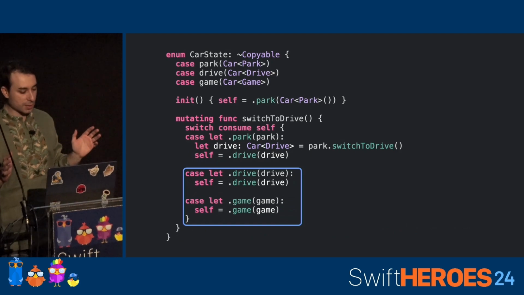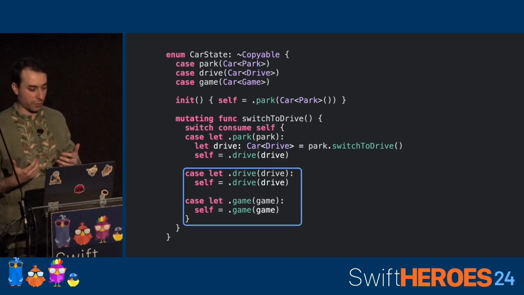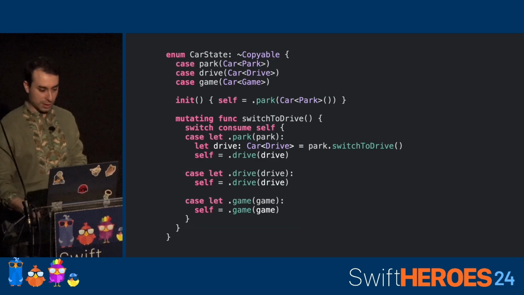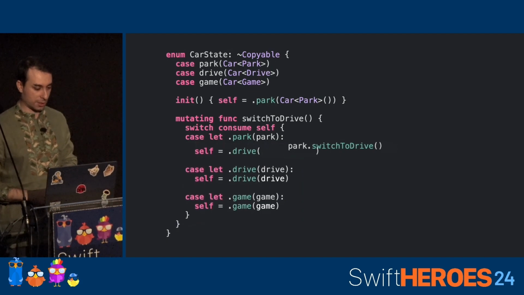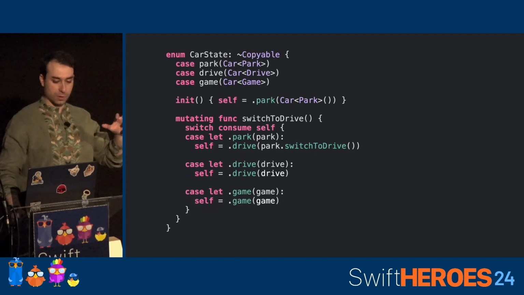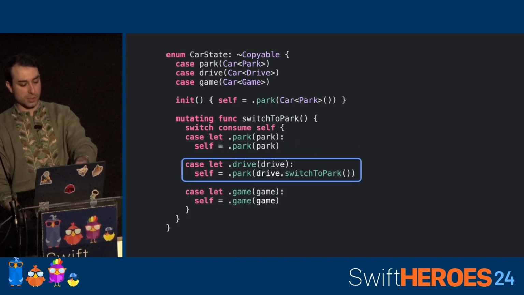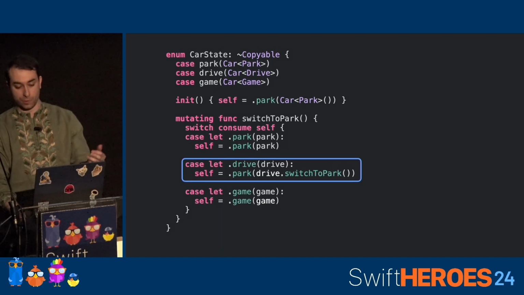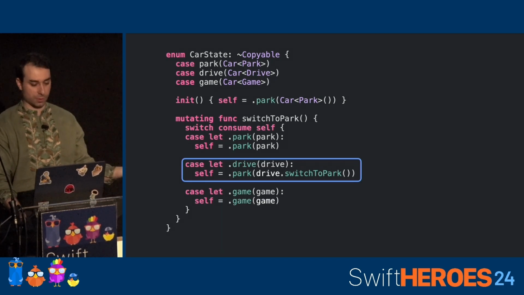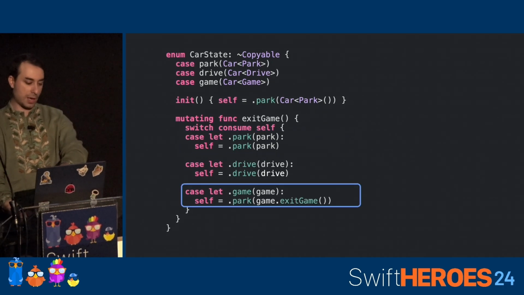A bit of a boilerplate, I admit, but the value we get from this kind of compiler enforced things is amazing. And we can clean up this code a bit by just inlining the transition like this, makes it a bit nicer. And other transitions happen in the same way. So this is switch to drive, switch to park, very similar. The only way to switch to park is going from drive to switch to park. The code writes itself. Launch the game, same, we're in the park, switch to game.